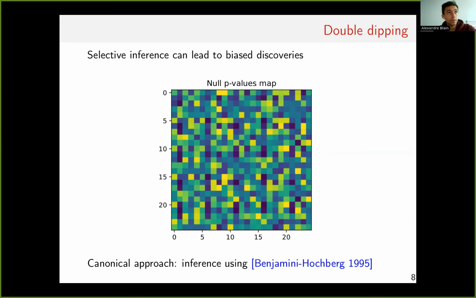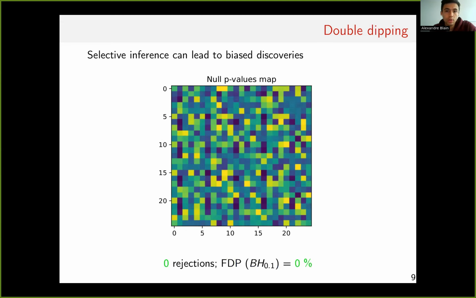There is nothing to find. There is totally no signal. Okay. And so what we're going to do is to perform the Benjamini-Hochberg procedure, which is the most standard approach when you're trying to deal with a multiple testing problem in this context. And so if you apply the Benjamini-Hochberg procedure to the whole map, so again, it's noise, you get no rejections, which is great. This is what you expect.